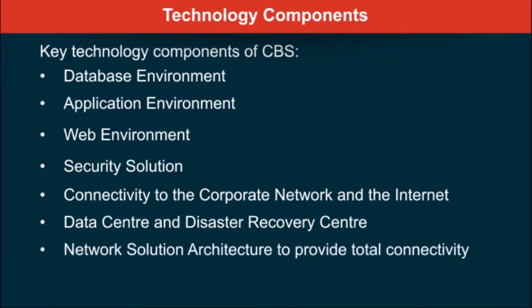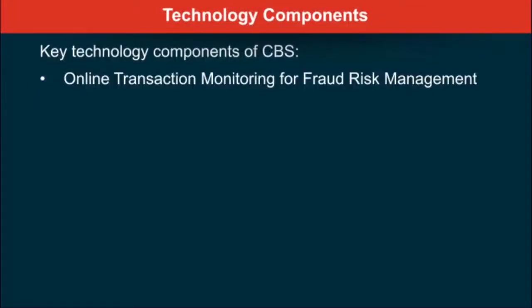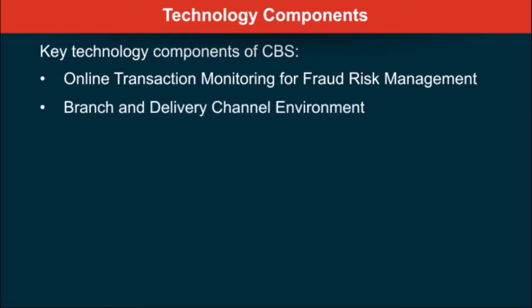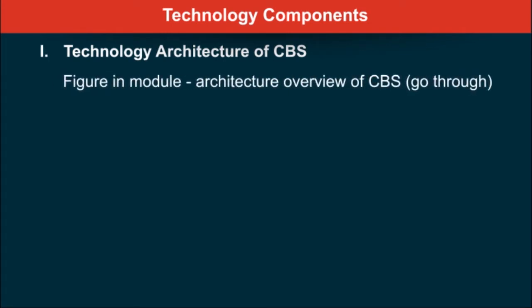Network solution architecture is to provide total connectivity. Then enterprise security is also required. Online transaction monitoring is required for fraud risk management, as well as the branch and delivery channel environment. That is, at the branch level also you need to deliver. You also need to deliver at each client's place, right? So through the net. So technology architecture, this is a model which has been given in the form of a figure. You can go through that. That will give you an idea of how it works.